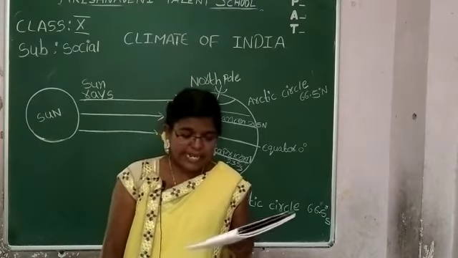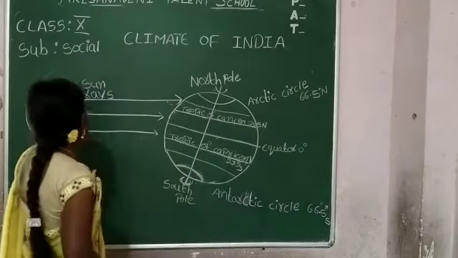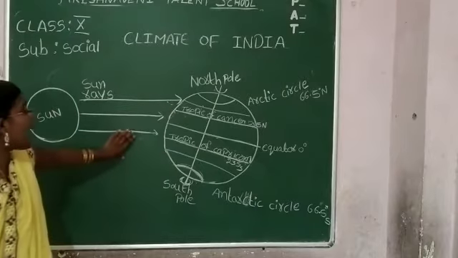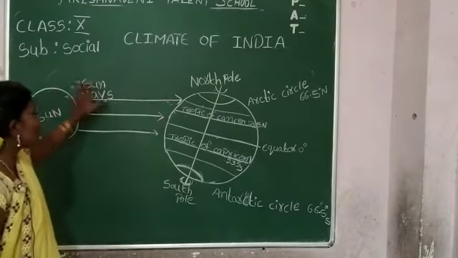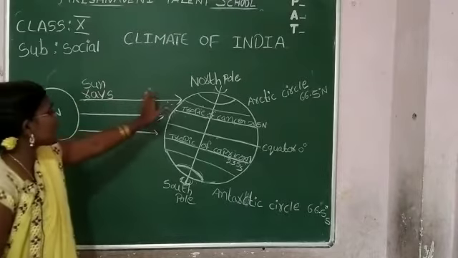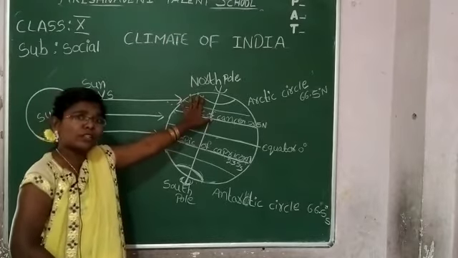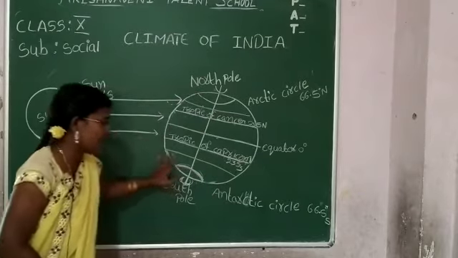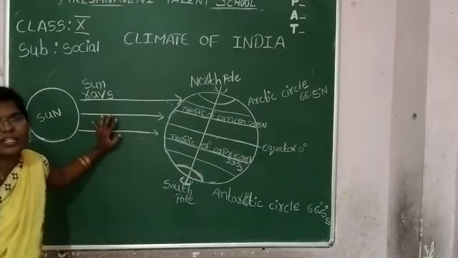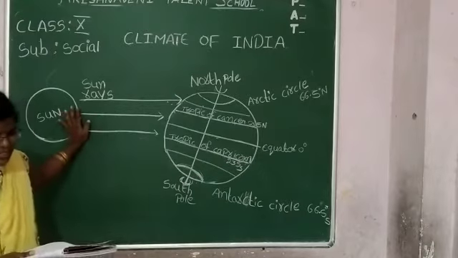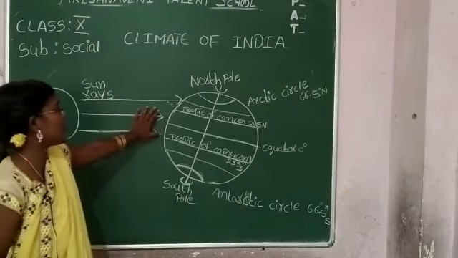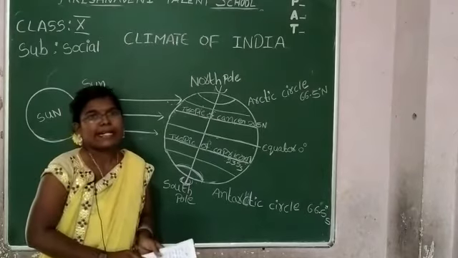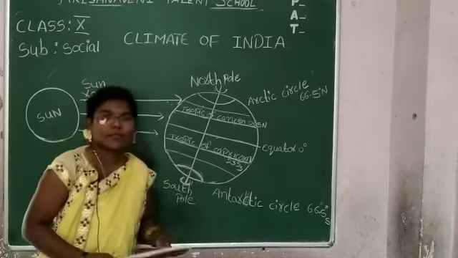The angle at which sunlight strikes the earth varies by location. Whenever the sun's rays hit the earth's surface, it is not the same everywhere, because there is a variation. See here, the Tropic of Cancer gets more heat and here very little. Why? Because the earth is rotating, constantly moving. So the angle at which sunlight strikes the earth varies by location. That is the effect of latitude.